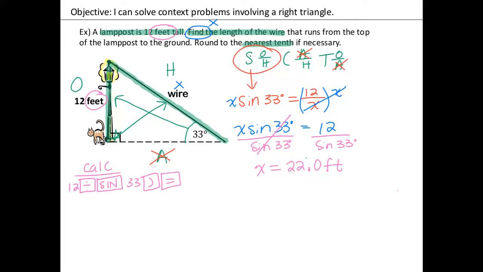Okay, then I have to write my sentence conclusion. So go back to the question and figure out what did we just solve for? What does this 22 represent? This is my wire, right? This is where my X was. So if you look back at the question, the word find, what did we just find? We found the length of the wire, right? So just write your sentence.